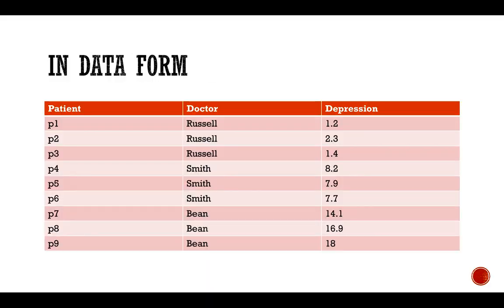Okay, moving on. So if you were to see this in data form, for example, in row 1, you would see different patients, P1 through P9. And here's the thing that you're really looking for: if you see repeats like this, that kind of indicates that you've got some hierarchical structure, because P1, P2, and P3 are, what we say, nested within Russell. And they've got their depression scores there.